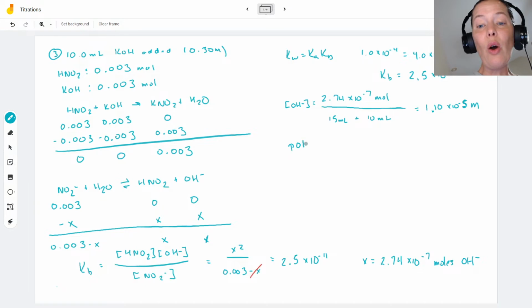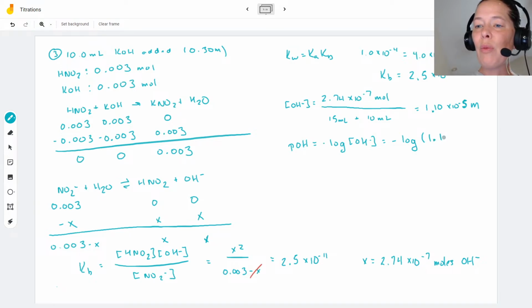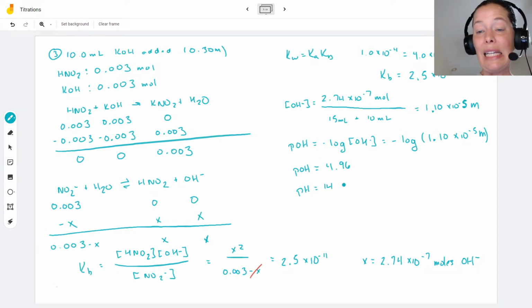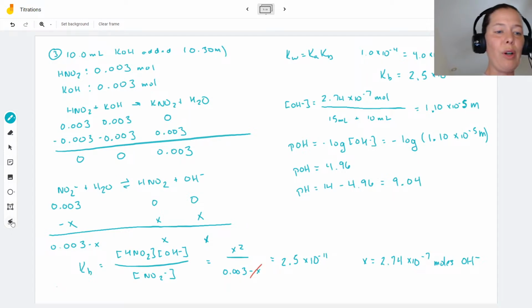Let's calculate pOH. It is simply negative log of hydroxide, which in this case is going to be negative log of 1.10 times 10 to the negative 5th. All right, so our pOH comes out to be 4.96, which means our pH is simply 14 minus 4.96, which gives us a pH of 9.04.